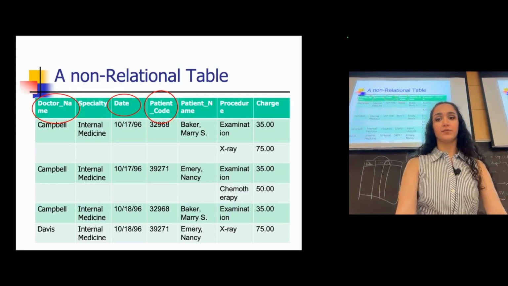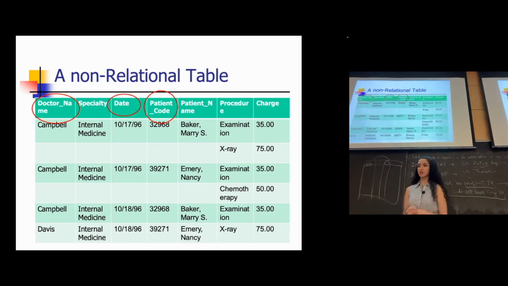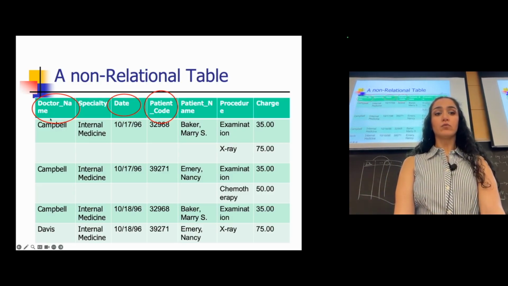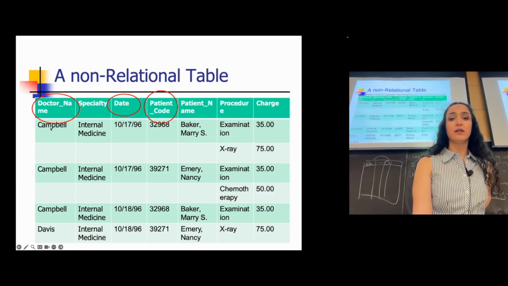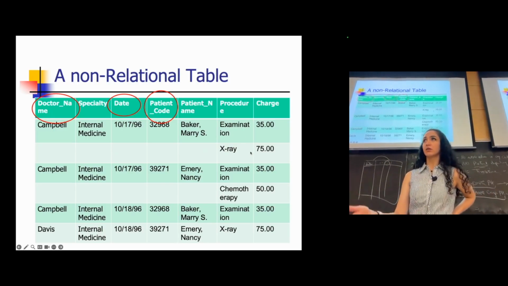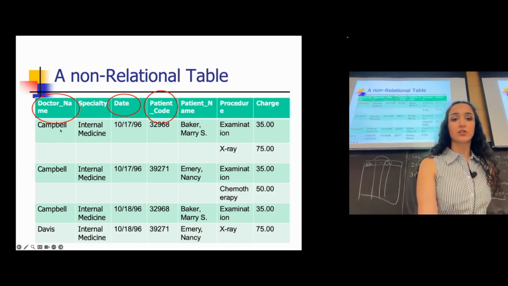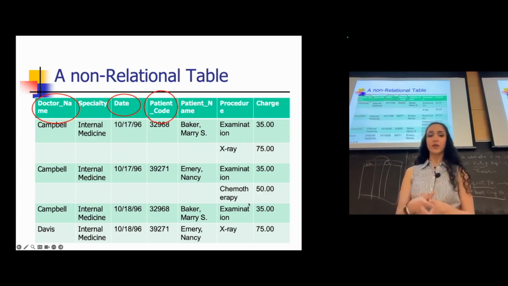And here, can we call this table a relation? No, because, for example, for each doctor name, for example, Dr. Campbell, we stored several values for different attributes, right? For example, for this doctor name, we have 2 rows of data, right? Again, for this one, we have 2 rows. It's more like a report, not a table, not a relation, right?